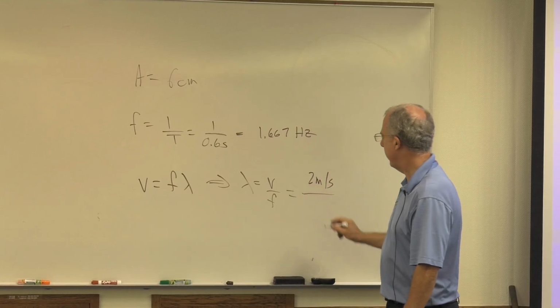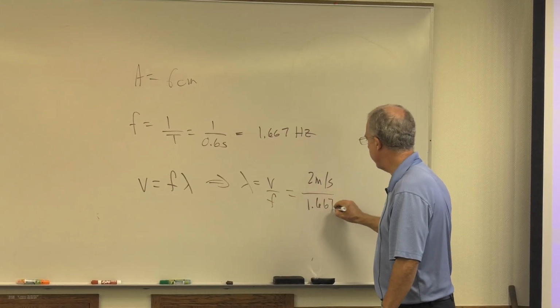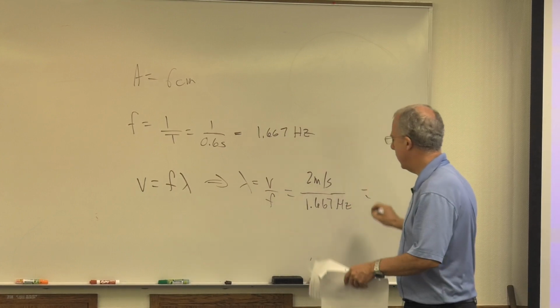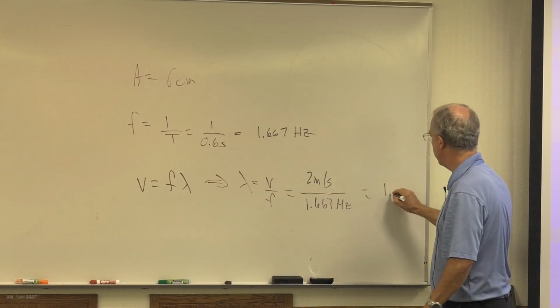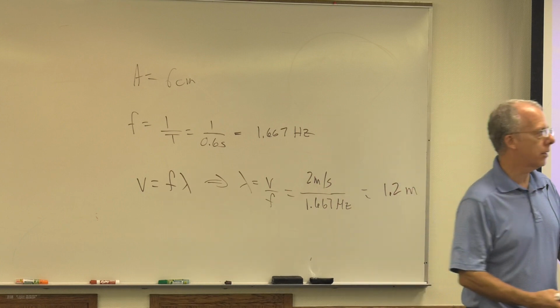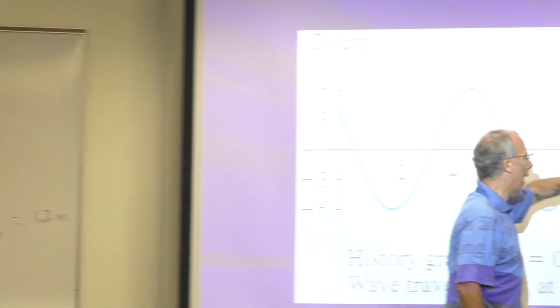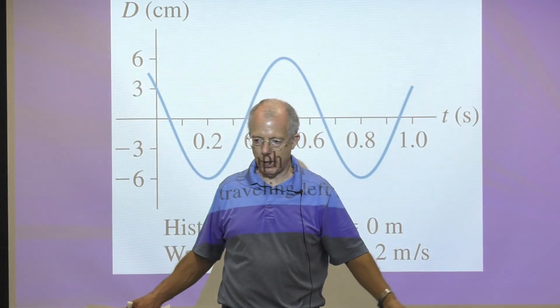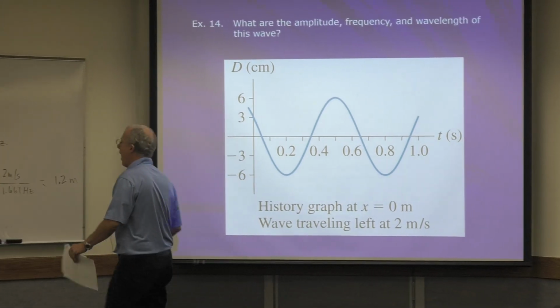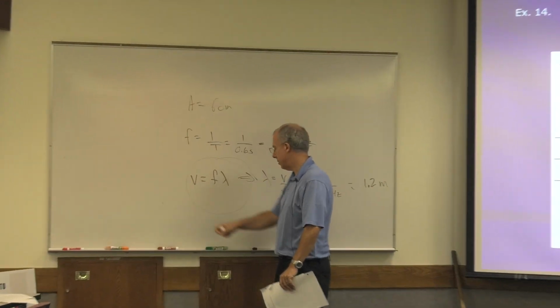Okay, what's f? 1.667 hertz, or seconds to the inverse. You divide that out and you get 1.2 meters. So all I'm saying is, when you see a history graph and they ask what's the wavelength, you can't get it directly from the graph. You have to use this equation. There's no other way.